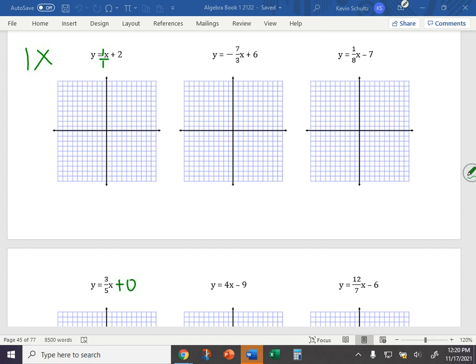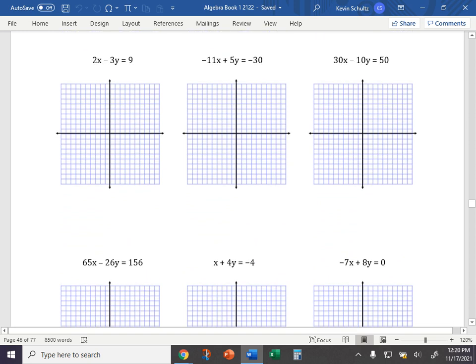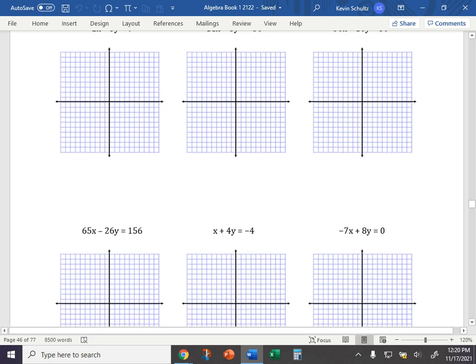Because the bottom 6, the next 6, they're all in standard form. So here's where you have to do that step 1 first. If it's given to you in standard form, you first need to convert it to slope-intercept form. So you've got a little bit extra space to write down beneath each of these to make that happen.